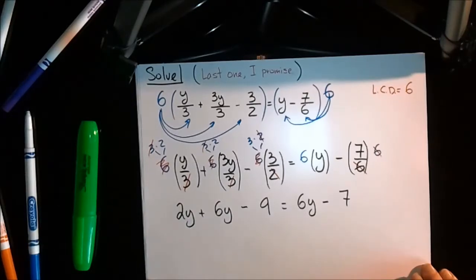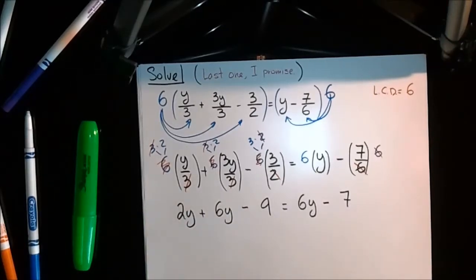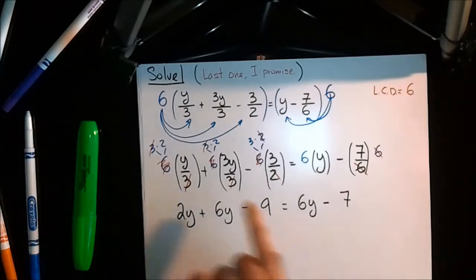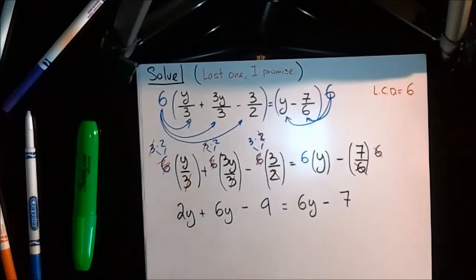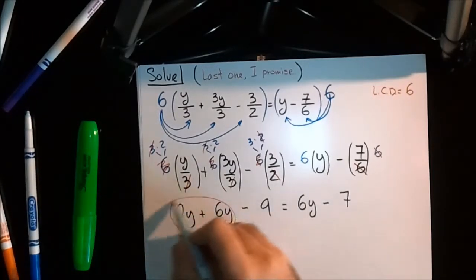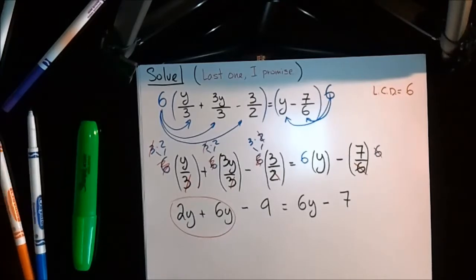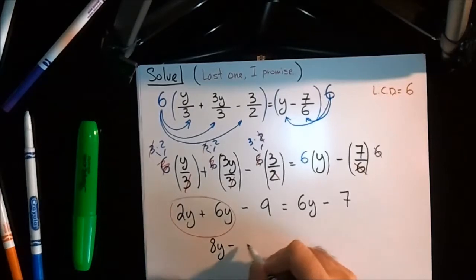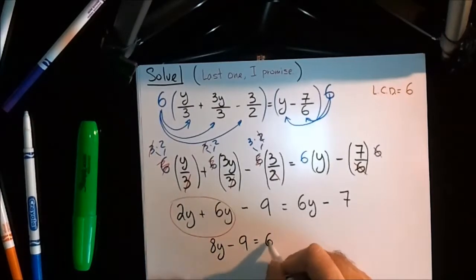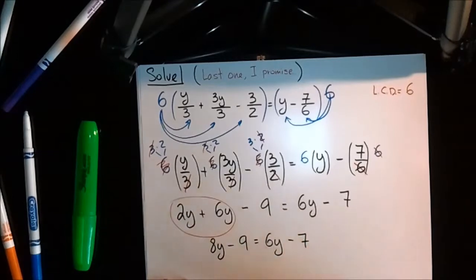Next I will eventually choose a side to keep my variable on because I do have y terms here and a y term there. But before I do that, I'm going to combine my like terms. In this case, I can combine the 2y's here. So 2y plus 6y is 8y minus 9 equals 6y minus 7.